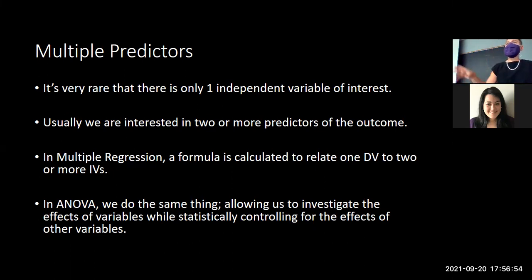Now in a multiple regression, you would have a formula calculated to relate your one outcome variable to your two or more independent variables. And in ANOVA, we're going to do the same thing. It's allowing us to investigate the effects of variables while statistically controlling for the effects of other variables. I used slightly different language here, but really, remember, they're all the same. It's all the same thing.